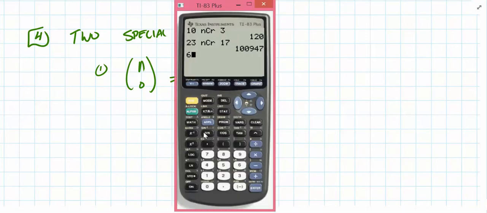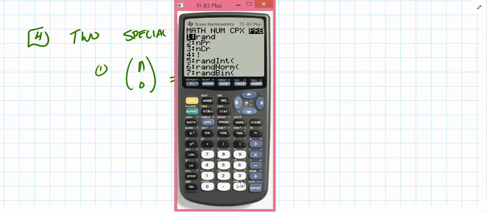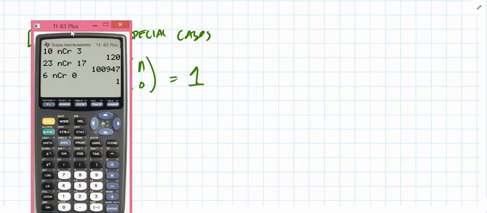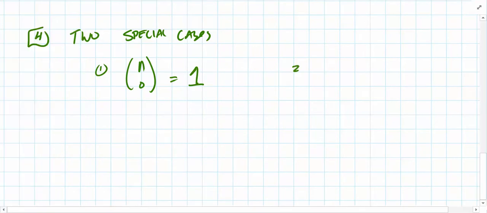For example, let's say I have 6 choose 0. There is only one way to choose nothing from 6 objects. That's it, okay? So what do you think this one would be? Case number 2: if I want to choose n, n choose n, this is also the number 1, because there's only one way to choose every object from a collection of objects.